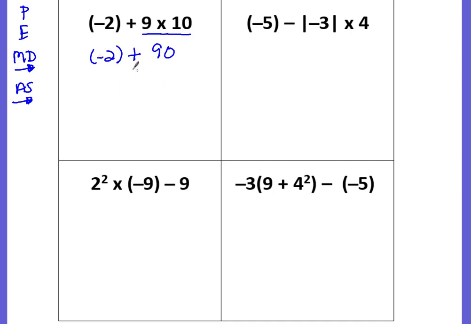Okay, the next operation is just your addition. So I'm going to underline it. This is the next step. The signs are different. If the signs are different, then we have to subtract. So 90 minus 2 is 88. Now, are there more positives or are there more negatives? There's more positives. So the answer is a positive 88.